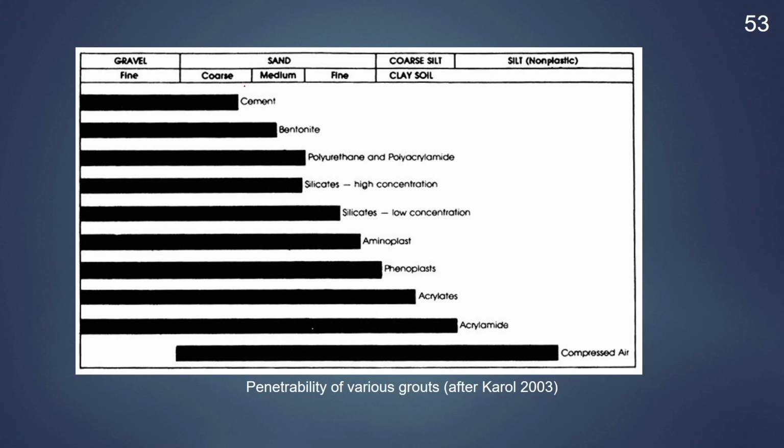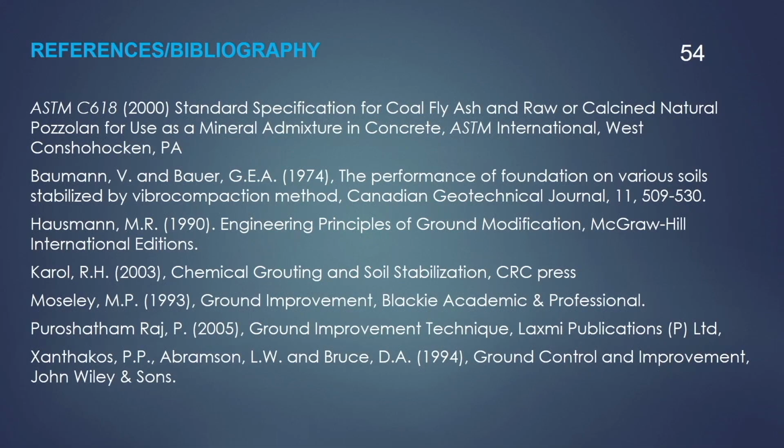Again, depending on the particle size, the various grout materials that can be used are like this: if it is a coarse sand, then cement slurry can be used as a grout material. If it is fine sand, then bentonite can be used as a grout material. If it is a very fine clay soil, then compressed air can be used or acrylamides can be used. So, depending on the particle size, the different grout materials can be selected. These are the different references which have been used for preparing this lecture, and thank you very much.